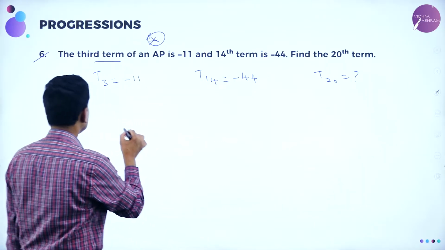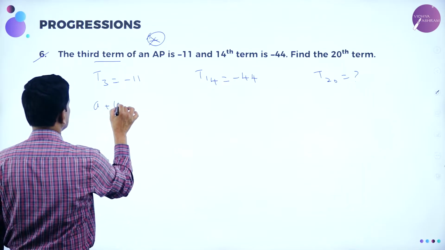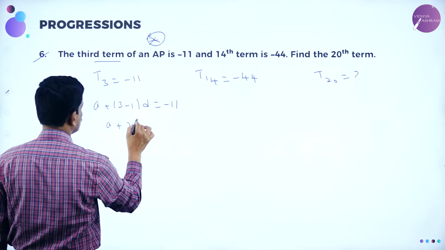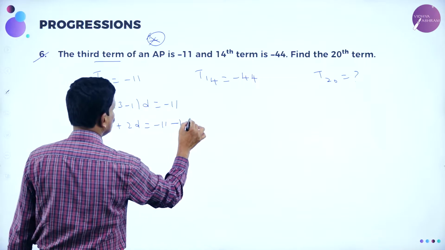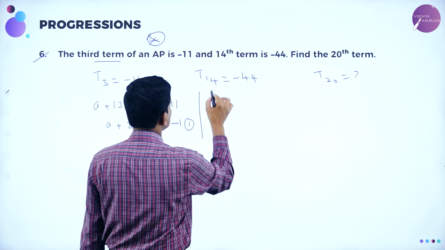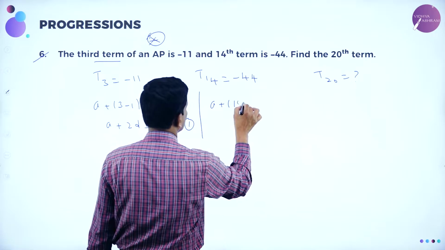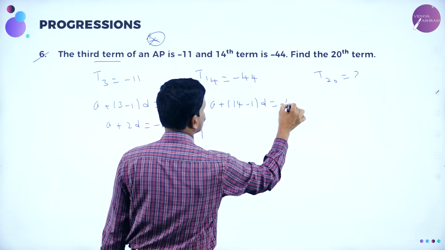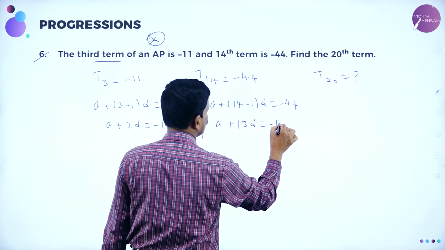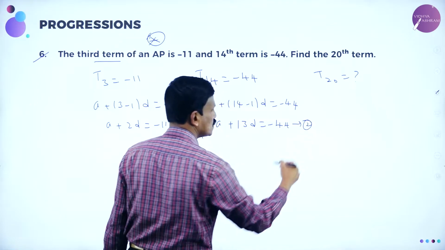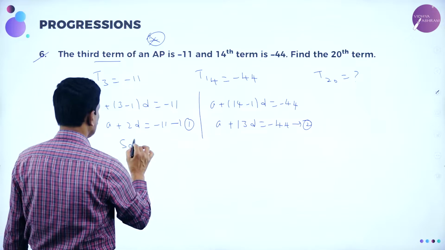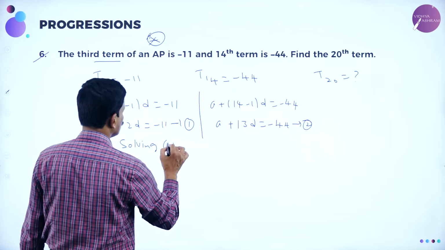Now, what is T3? T3 is A plus 3 minus 1 into D, which is minus 11. So A plus 2D is equal to minus 11. Let us represent it as equation number 1. T14 means A plus 14 minus 1 into D is equal to minus 44. A plus 13D is equal to minus 44. Let us represent this as equation number 2. Solving 1 and 2, you will get the values of A and D.